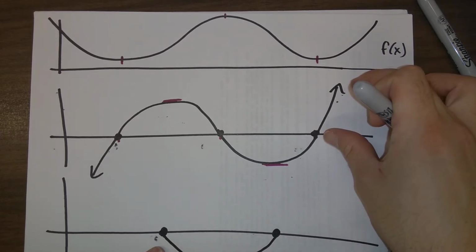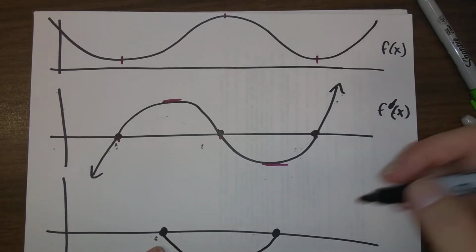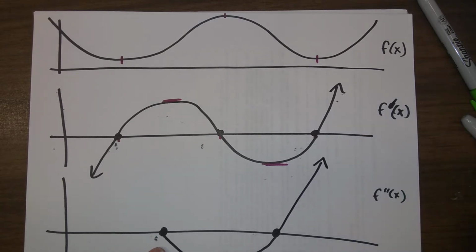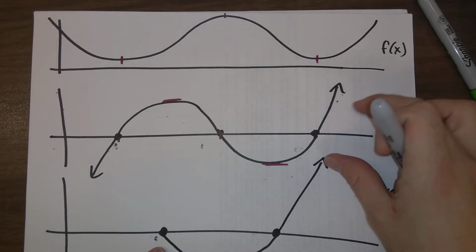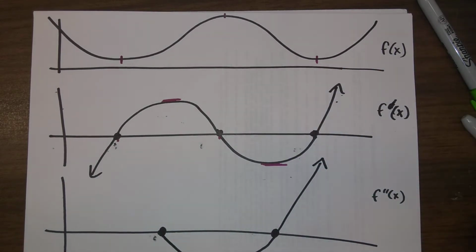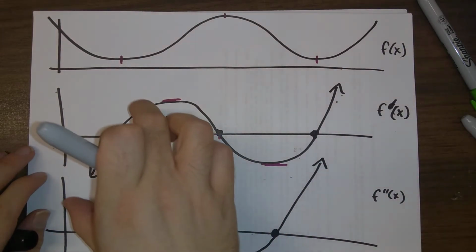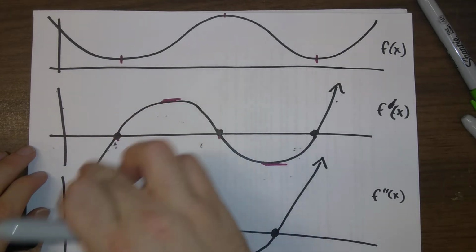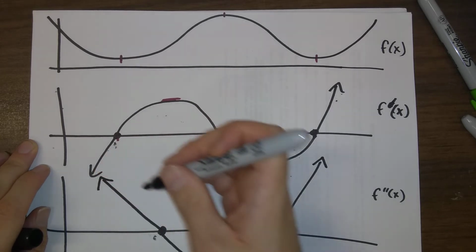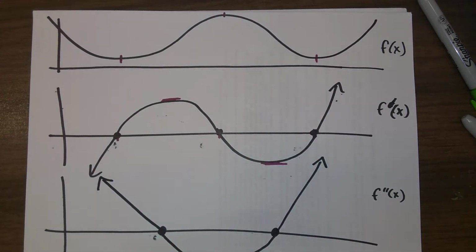f prime of x over here is positive, increasing, so f double prime of x needs to be positive. Over here, f prime of x is also increasing, so f double prime of x needs to be positive over here.